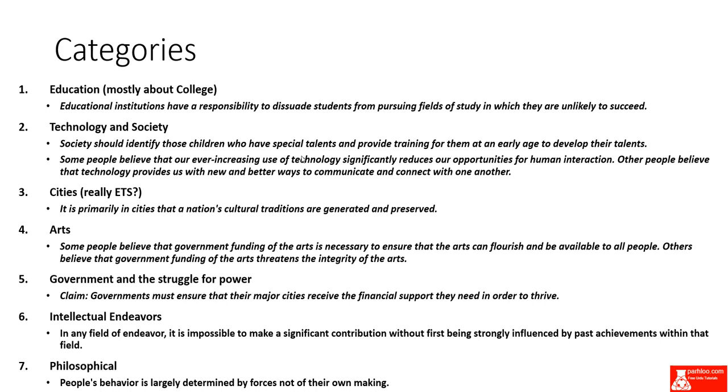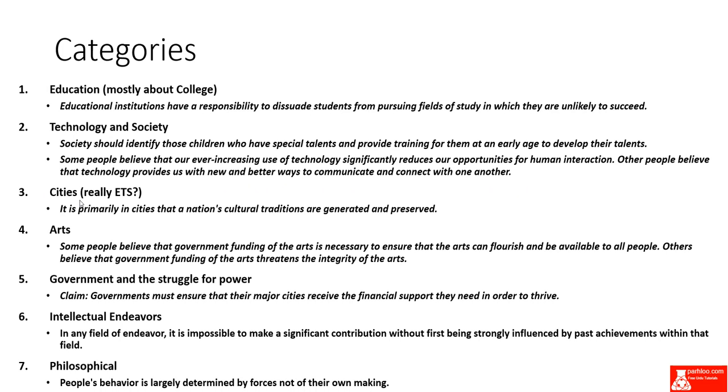Another one is a purely technological aspect where some people believe that our ever increasing use of technology significantly reduces opportunities for human interaction. Other people believe that technology provides us with new and better ways to communicate and connect with others. Another point of view that you might come across is the interaction of technology and society and how both of them affect each other. This is also a common subcategory.